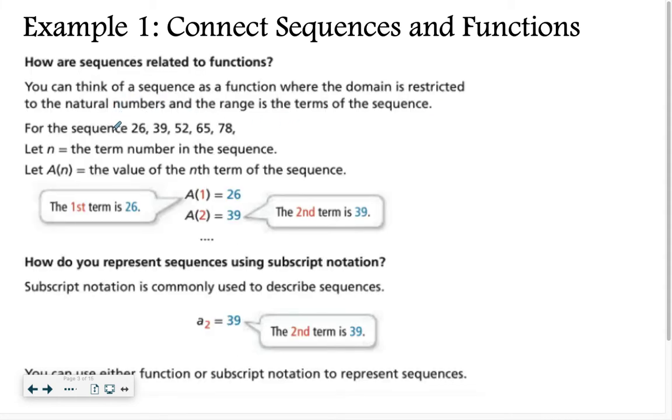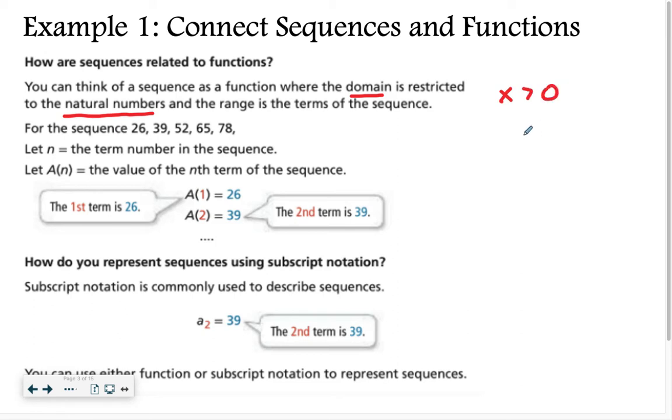Okay, so let's talk about how sequences are related to functions. You can think of a sequence as a function where the domain is restricted. That means we're only going to use those nice natural numbers, those counting numbers: 1, 2, 3, 4, 5, 6, and it keeps going on and on. We're not going to pick something like 5.5. We're not going to pick 0. We're not going to pick negative something. We're only going to choose those counting numbers when we're dealing with sequences. It's really important for you to remember that. So for sequences, the domain is always going to be natural numbers, so x is greater than 0.